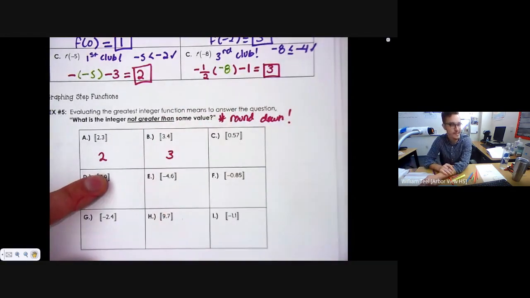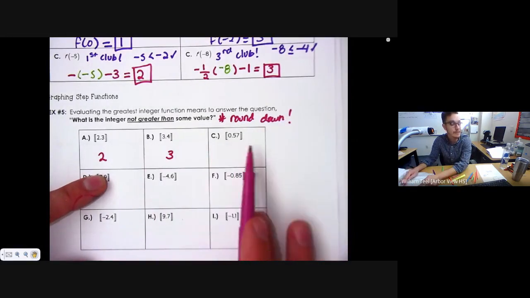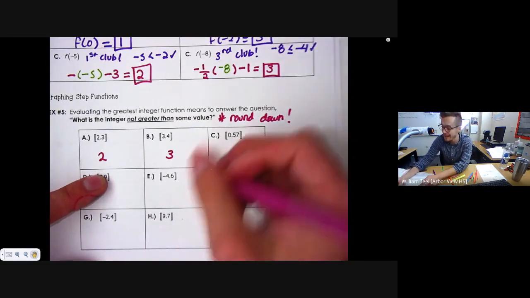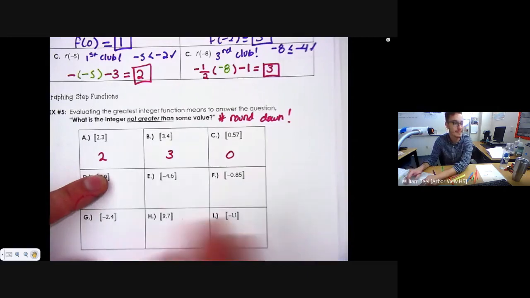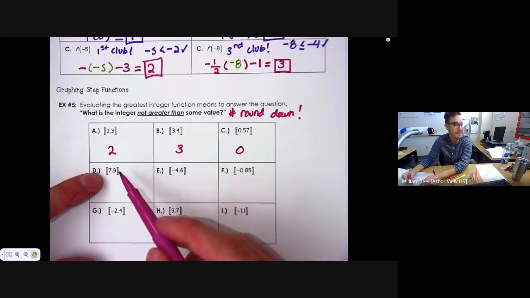Well, that integer is just going to be 3. Let's look at part C, 0.57. What is the integer not greater than this? We can't go greater than this. Well, the nearest integer that's not greater than that is just going to be 0. We always round down.